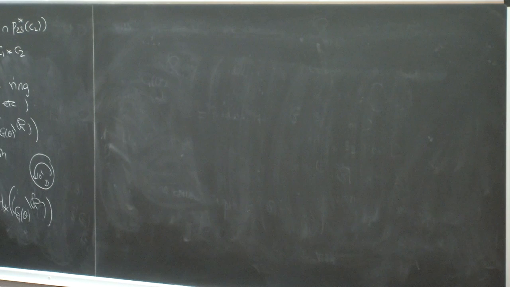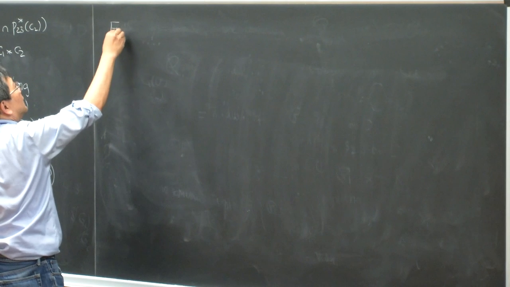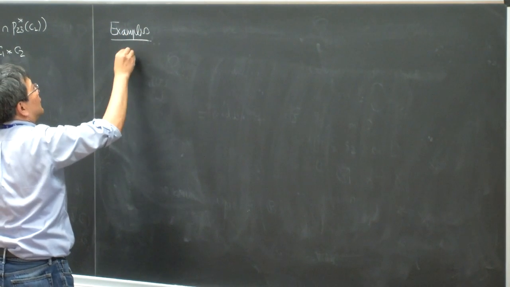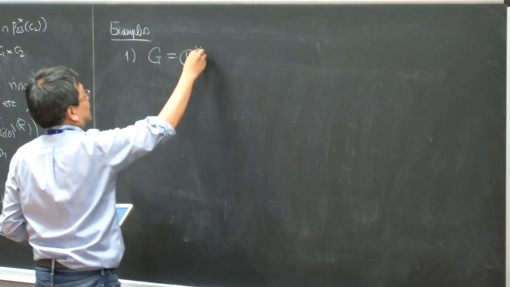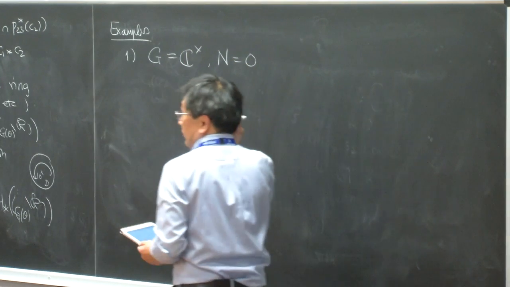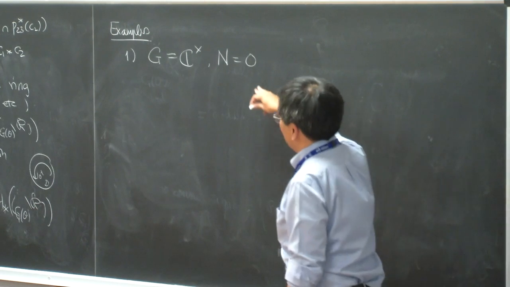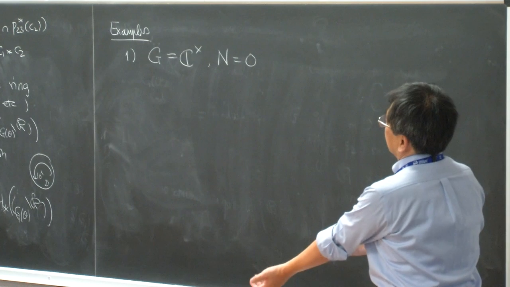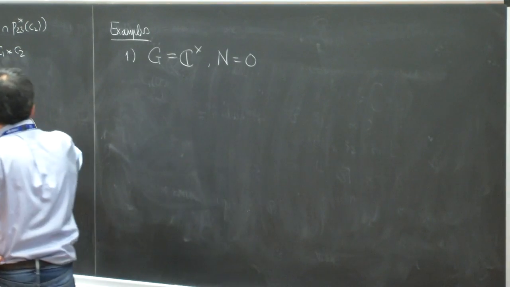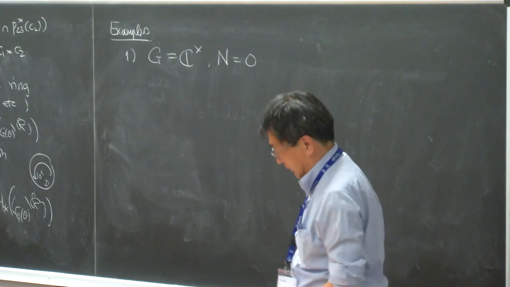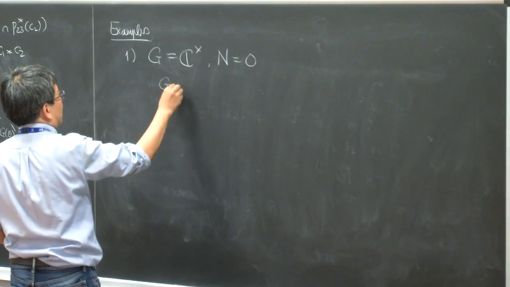So let me see. I hope that I still have some time to discuss an example. I started with a very trivial example. I take G to be C star, and N is zero, M also zero. Maybe I should emphasize that my representation could be the zero representation. And in that case, I only consider the affine Grassmannian, not the space R. Then the affine Grassmannian of G.